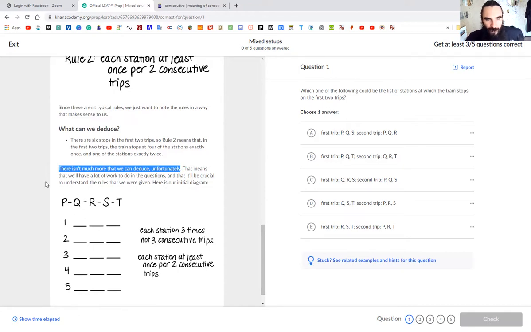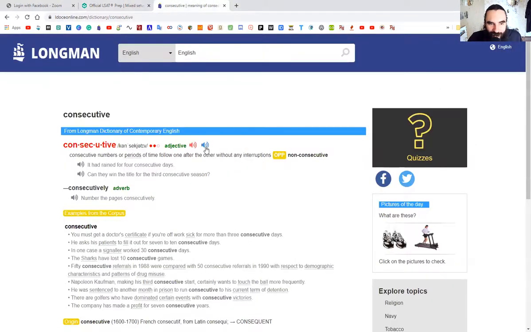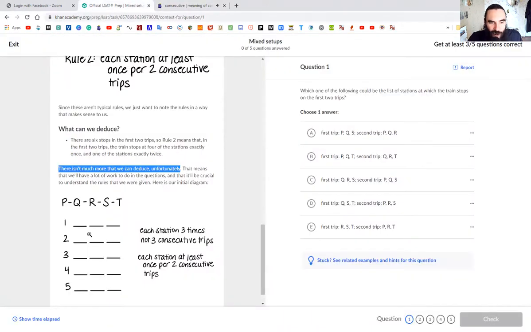So we have 15 stops, and the train stops at each station three times, but it can't stop on consecutive trips. Like if it can stop on the three consecutive. Consecutive. So it can stop on three of them. For example, 1, 2, 3. It can't stop on them. It must be 1, 2, and 4, for example.